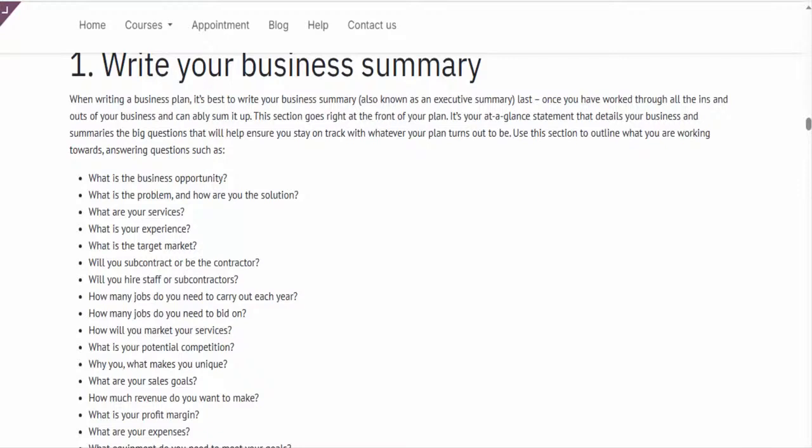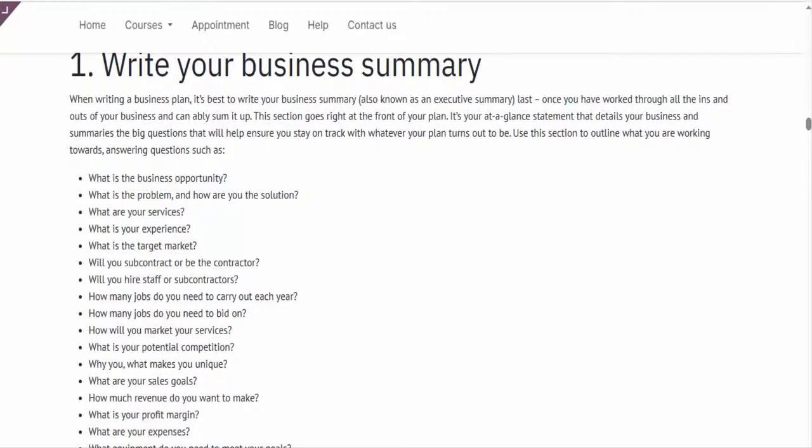It's your at-a-glance statement that details your business and summarizes the big questions that will help ensure you stay on track with whatever your plan turns out to be. Use this section to outline what you are working towards, answering questions such as, what is the business opportunity? What is the problem? And how are you the solution? What are your services? What is your experience? What is the target market?